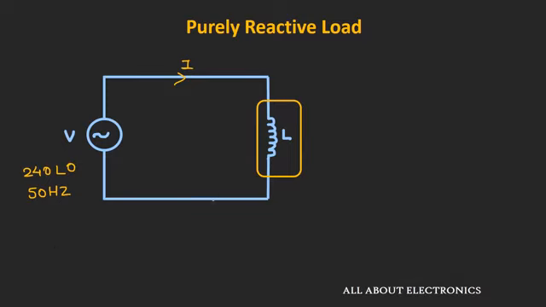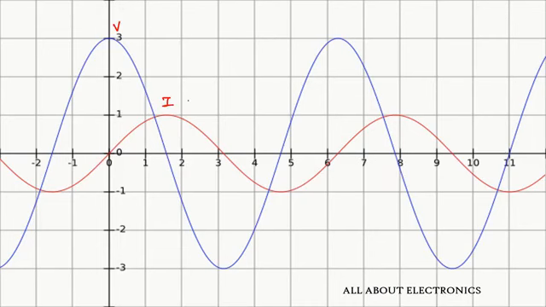Similarly, let us say we have a purely reactive load connected to the voltage source, and assume the value of this reactive load is 40 ohm. For this purely inductive load, the current I can be given as 240 divided by j40, which comes out as 6 ampere. As you can see here, in the case of a purely inductive load, the current will lag the voltage by 90 degrees, and if we see the waveforms, they will look like this.